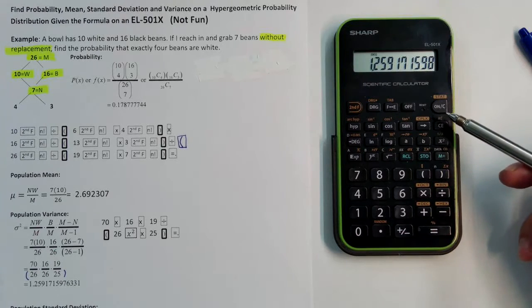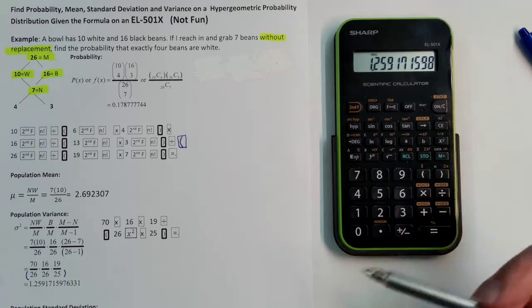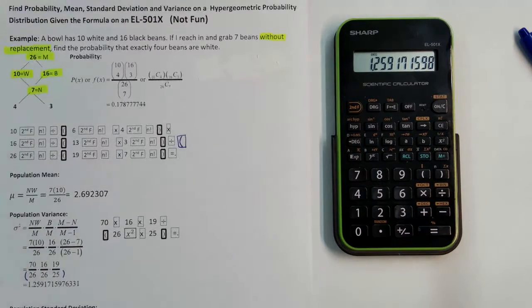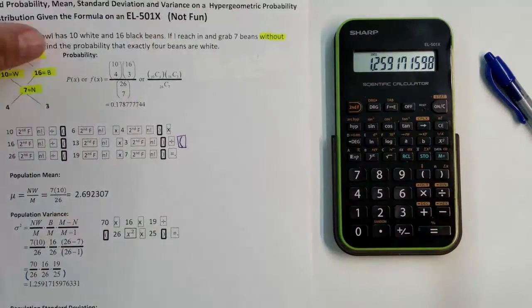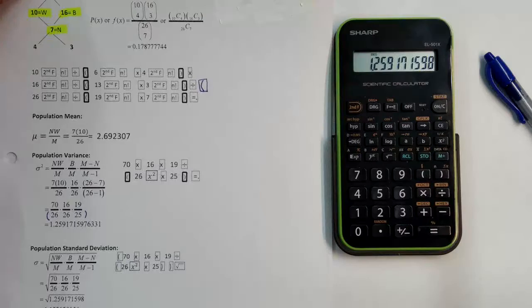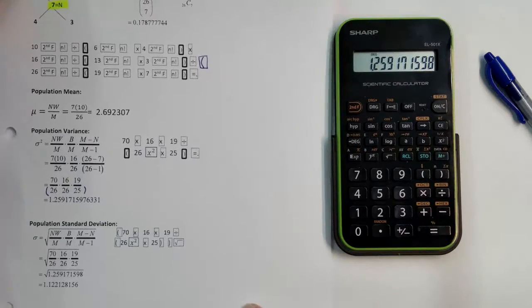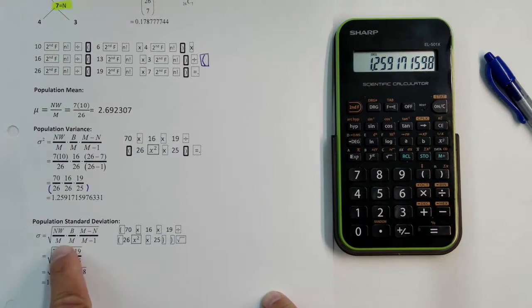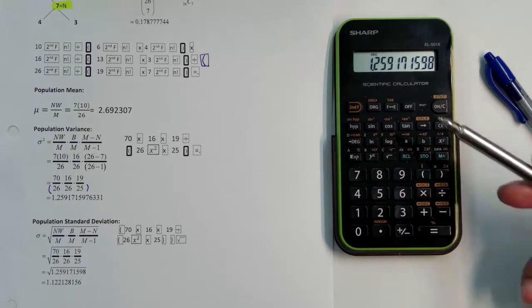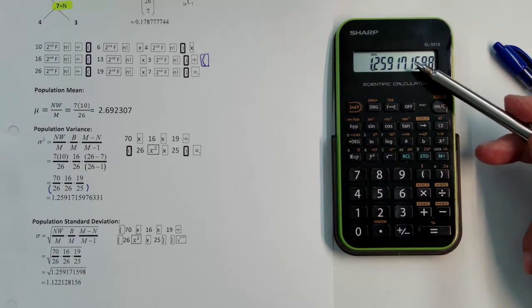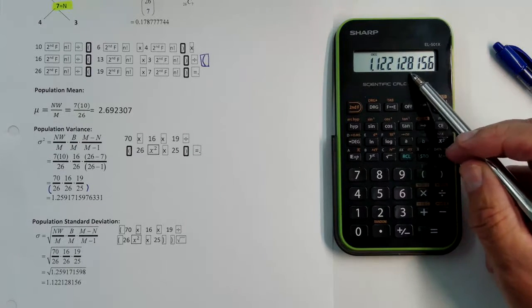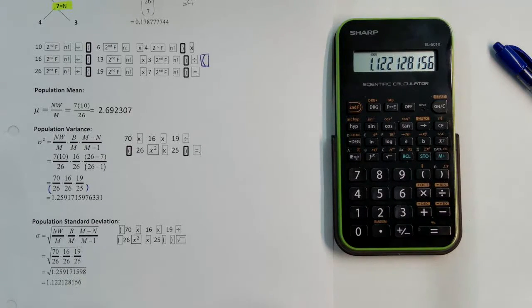Now, here's something that's kind of nice, right? The population standard deviation. I can't keep those numbers up there, so hopefully you will remember those. So let's do this. Population standard deviation is the square root of variance. This is variance. Now to hit the population standard deviation, I just have to hit the square root button. 1.122, 128, et cetera, et cetera. That's all I have to do.